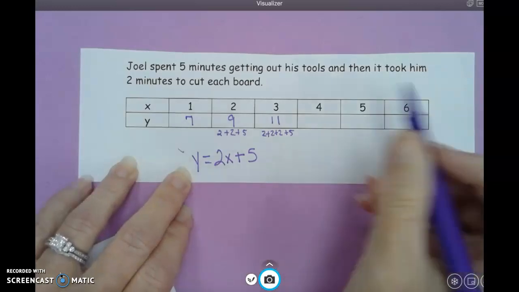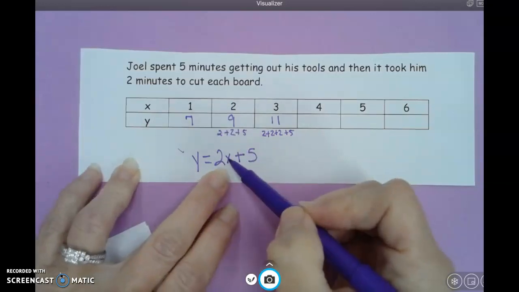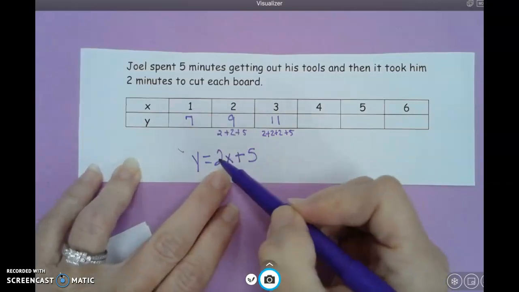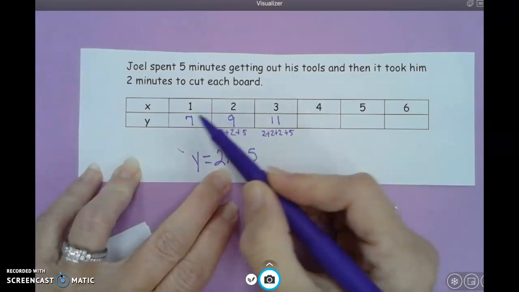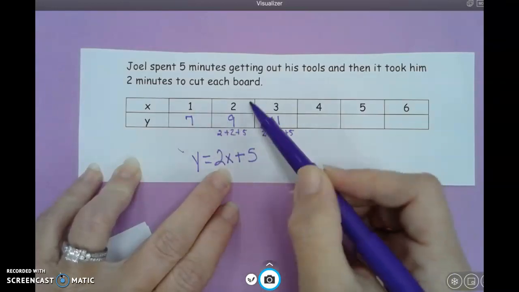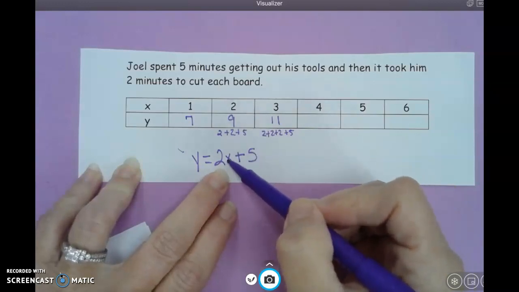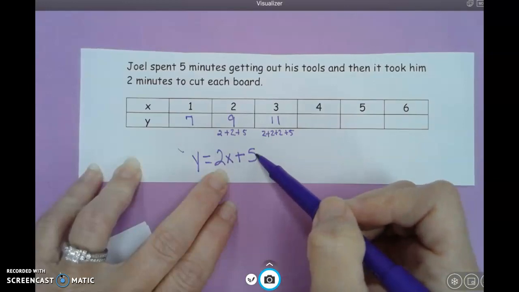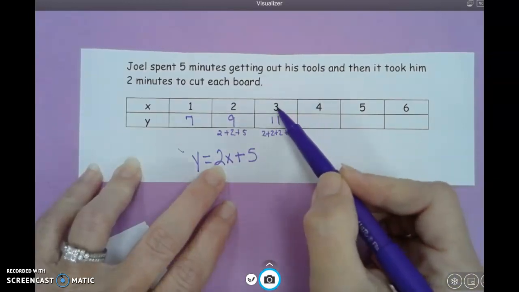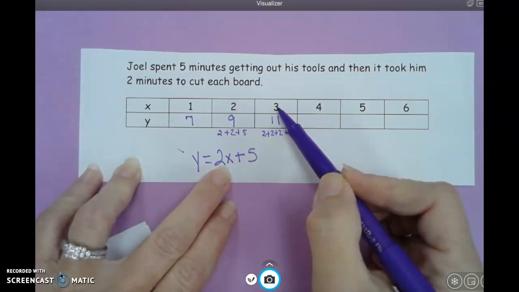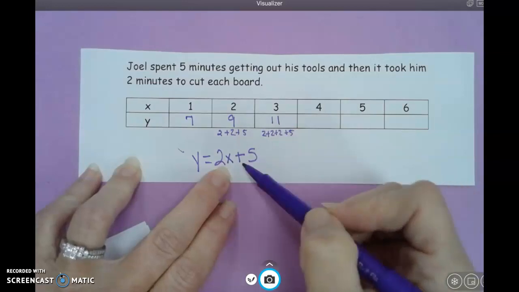So now let's go back and check this. If I put x is 1, so 2 times 1 gives me 2, plus that 5 gives me that 7. Okay, here if I try the 2 for my x, 2 times 2 is 4, plus that 5, it does go back and give me that 9. So 2 times 3 gives me the 6, plus the 5 gives me the 11. So that rule is going to work every time.